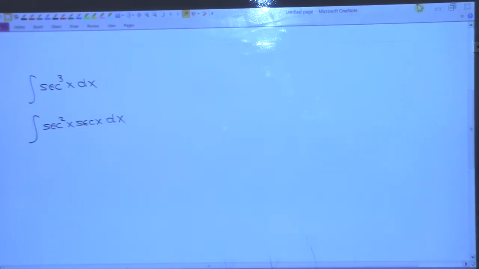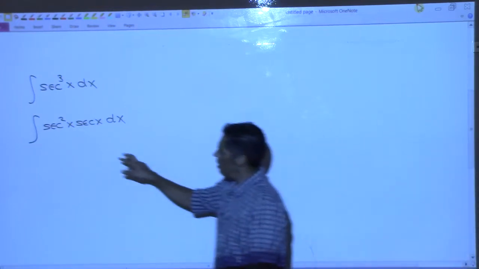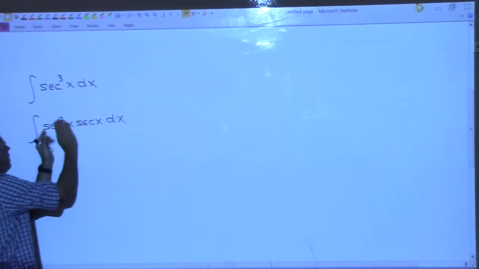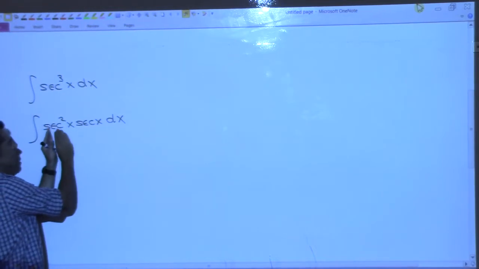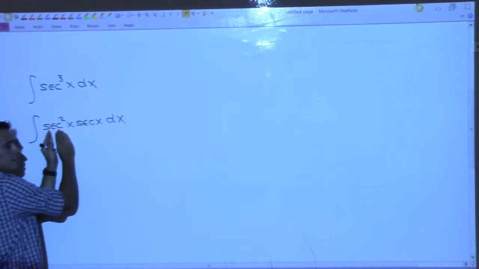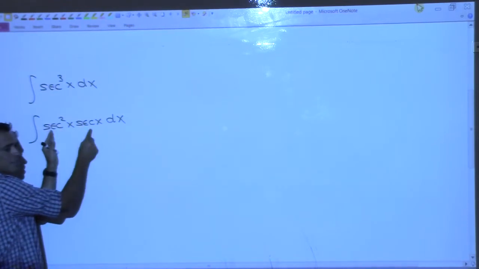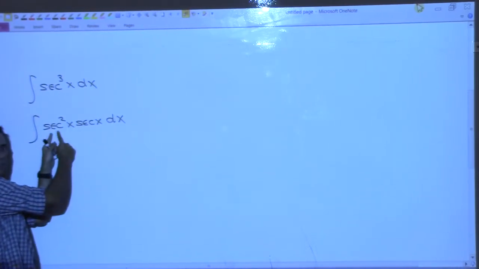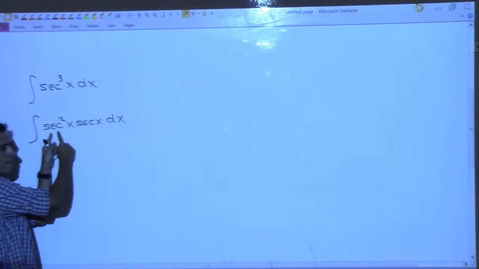Tangent squared x plus 1. You could rewrite the secant squared as tangent squared x plus 1, but then what would you do with that? Because if I make this tangent stuff, are you going to do a u sub of tan? Because the derivative of tan is not secant, it's secant squared. So this is not the derivative of tan. You can do u substitution with secant x.